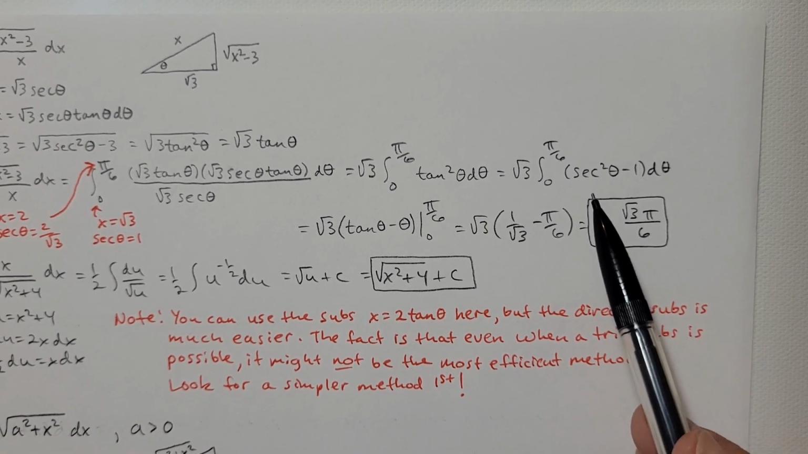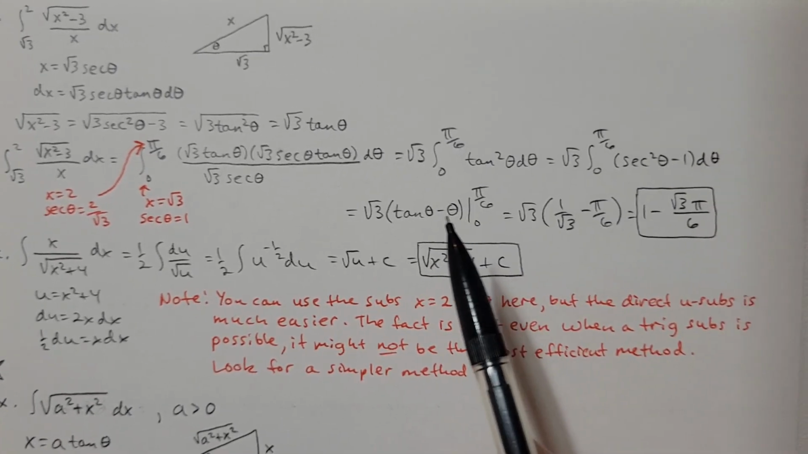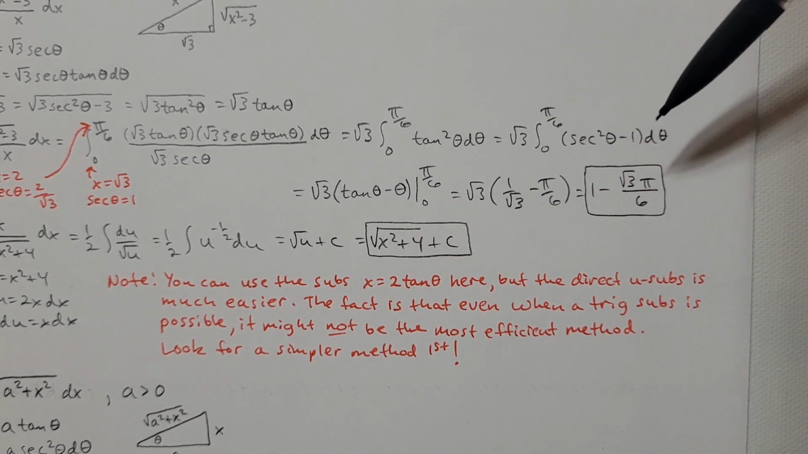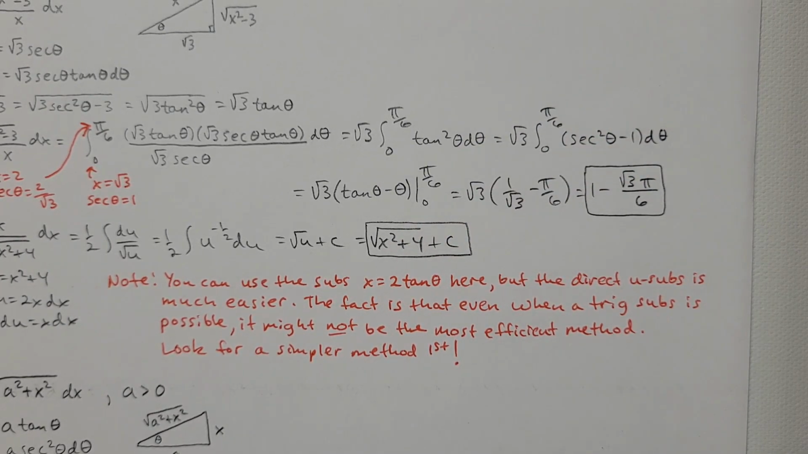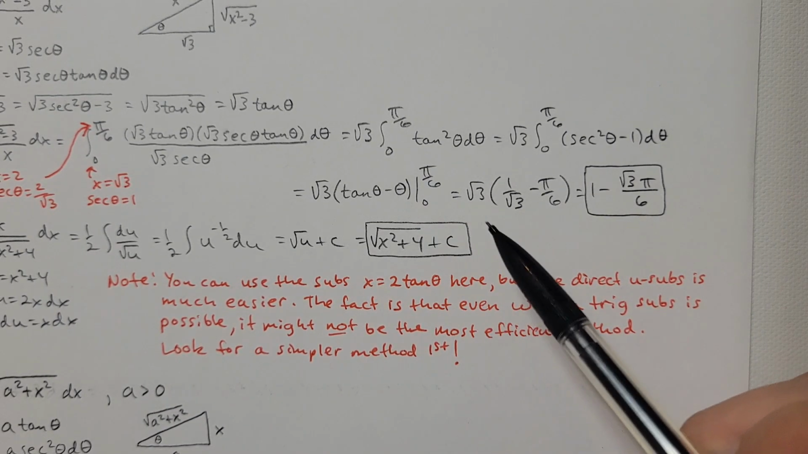So that allows me to then get the antiderivative. The antiderivative of secant squared theta is tangent theta. The antiderivative of 1 is theta. And I'm going from 0 to pi over 6. So then I'll plug in the bounds.